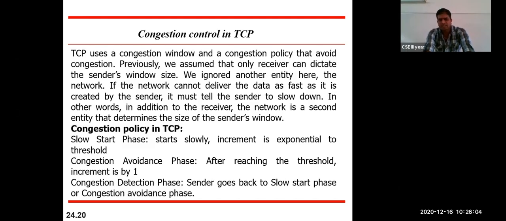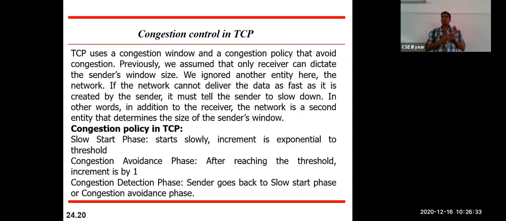Once a congestion is detected, the sender goes back to the first phase or the second phase. Either it goes back to slow start phase or it goes back to congestion avoidance phase. So this is how congestion control is implemented in TCP. Don't write mixed up concepts. Congestion prevention and congestion avoidance, if generally asked, you have to write the previous slides.